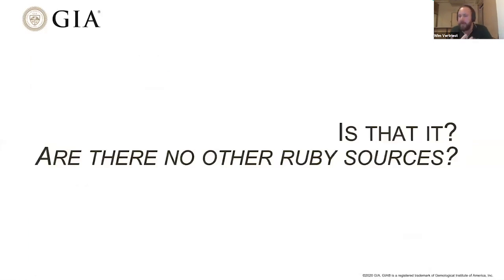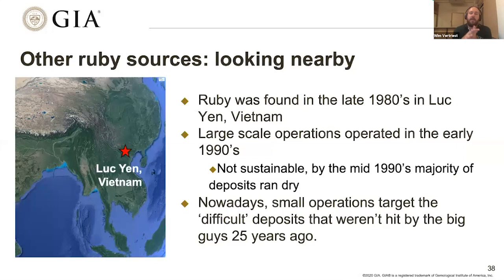Now, of course, I can hear everyone thinking at their computer, is that it? Are those the only ruby sources that really matter? Then you go from Mogok to Thailand, back to Myanmar. Of course not. There are other deposits that show up. So when we're thinking about other deposits, I'm going to start with what is geographically closest to those places.